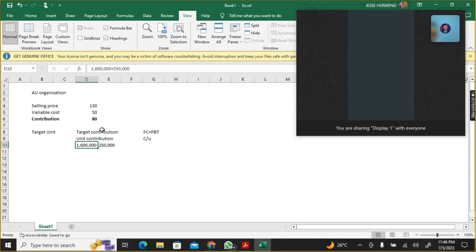I said our PBT was given in the question: how much can they produce or sell to generate a profit, and that is our PBT, profit before tax. And our contribution per unit is 18 naira. So this is our calculation base now.